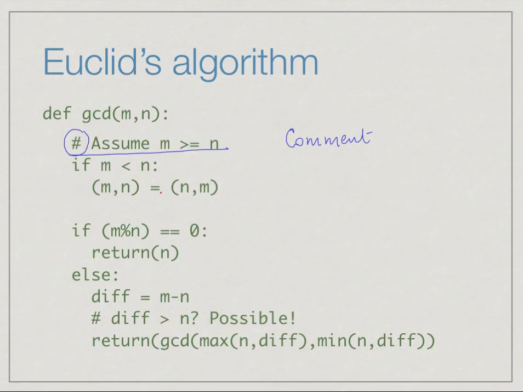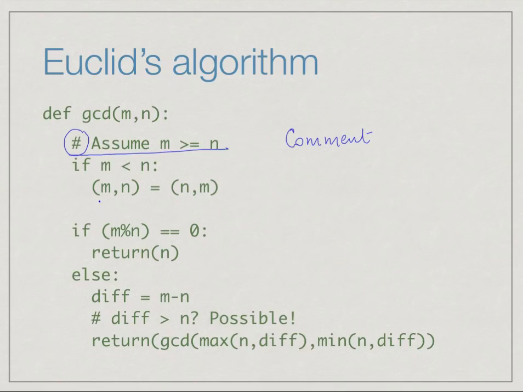A comment is a statement that you put into a program to explain what is going on to a person reading the program, but it is ignored by the computer executing the program. So this statement says that we are assuming that m is bigger than or equal to n. So this tells us that when the program continues, this is the assumption. Of course, it is possible that the person who invokes GCD does not realize this. So they might invoke it with m smaller than n, and so we fix it.